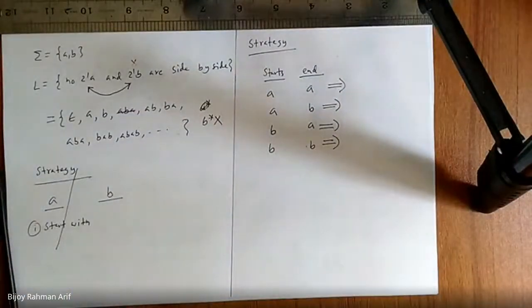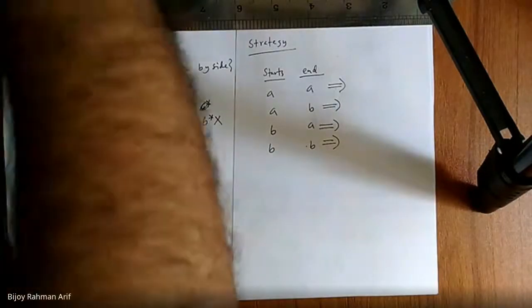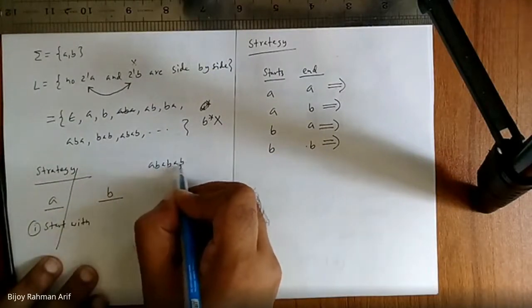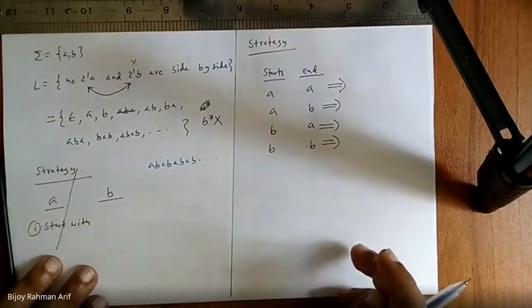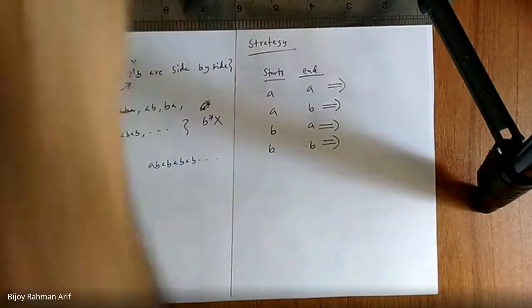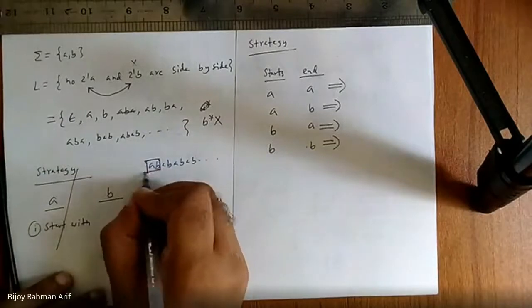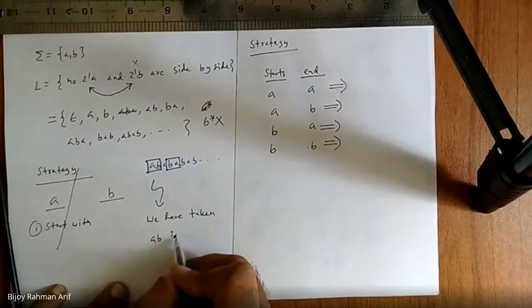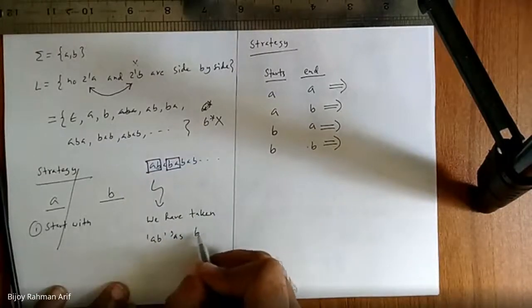Good, very good. So which building block? Again, I have to take the building block. The string might be like this: ABABABAB. So what should be my building block? I can either take AB or I can take BA. Which one do you want? So AB. We have taken AB as the building block.